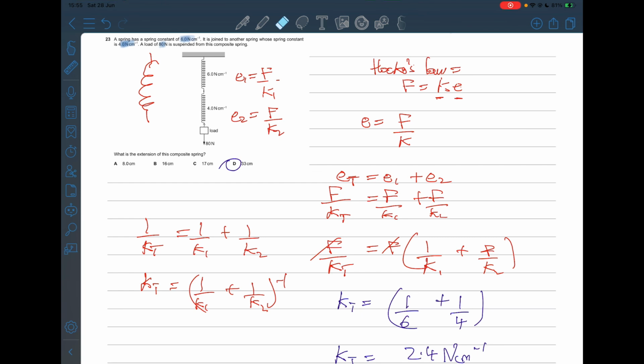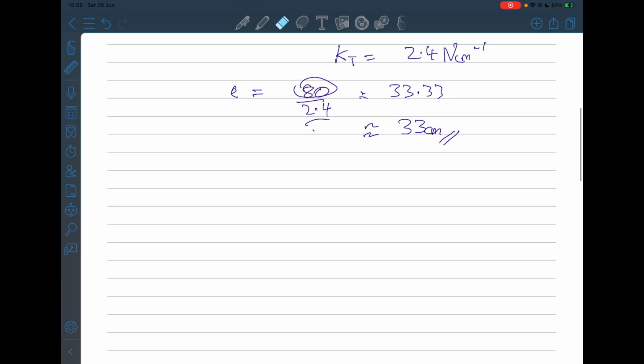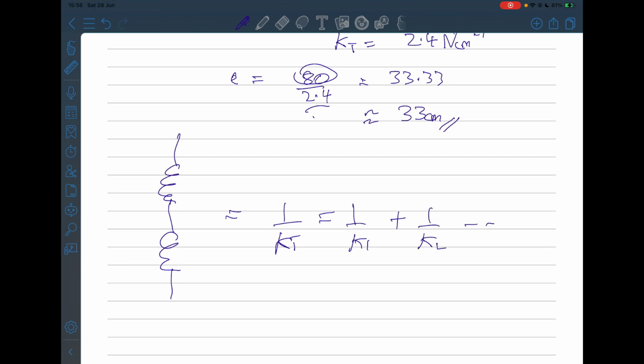Thank you very, very much. So the shortcut is just to know that for springs in series, the composite spring constant is: 1 over KT equals 1 over K1 plus 1 over K2, and it's an infinite series. It just goes on like that.